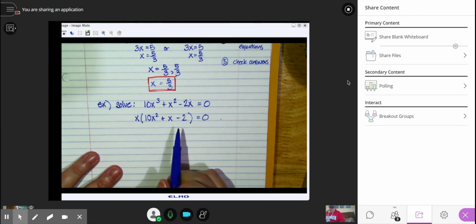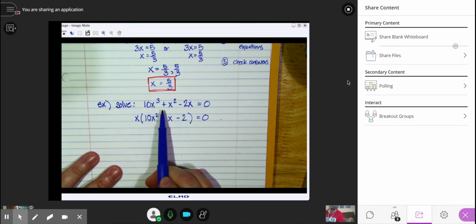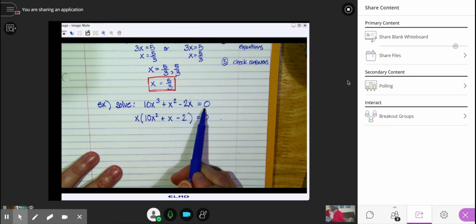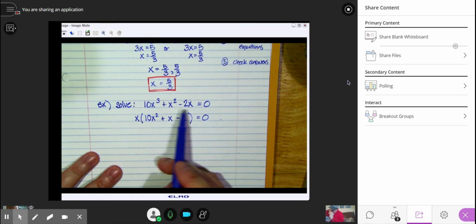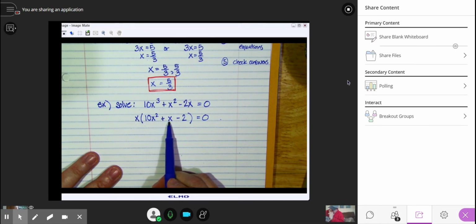all right. So if I factor out an x, the original problem is 10x cubed plus x squared minus 2x equal to 0. If I factor out an x, I'm left with 10x squared plus x minus 2.